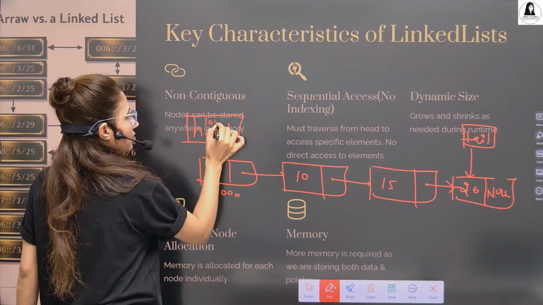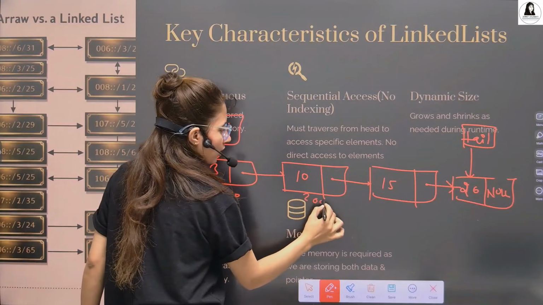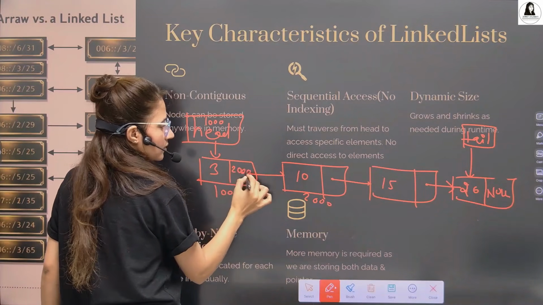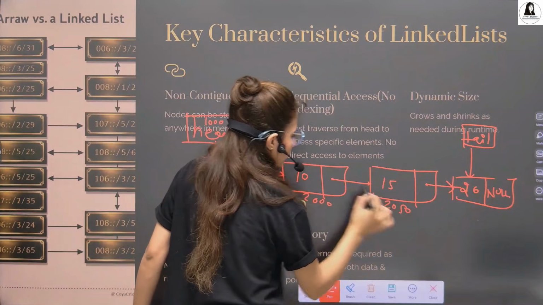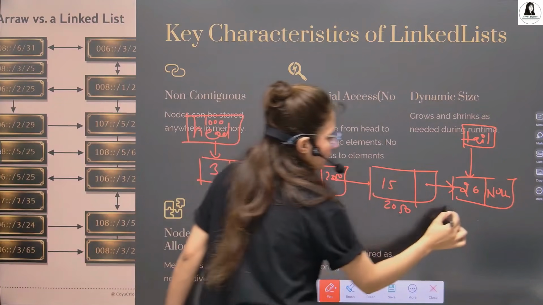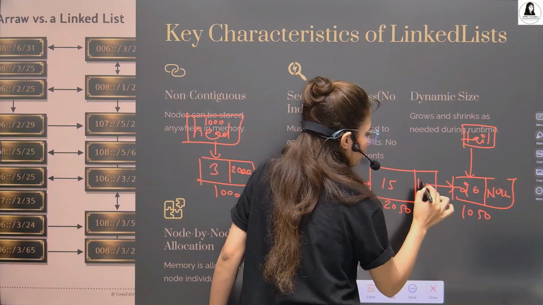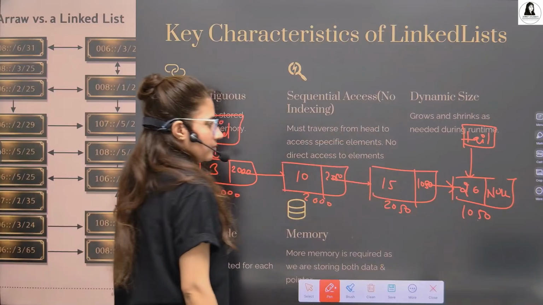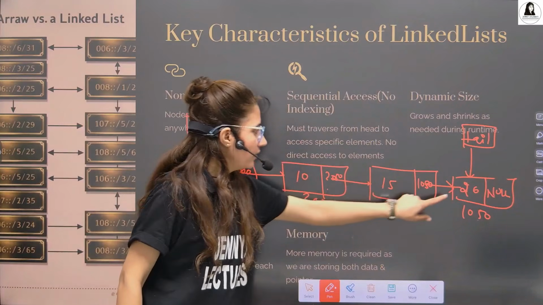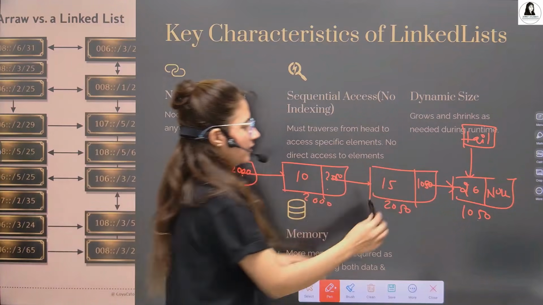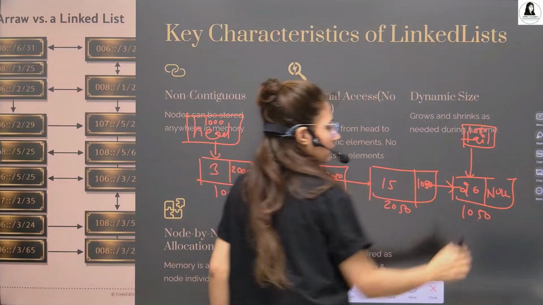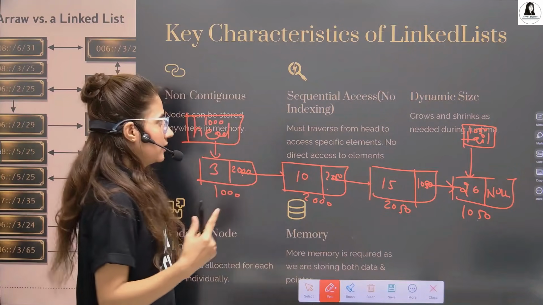So this head will have 1000. Suppose the address of this is 2000, so this will contain 2000. The address of this is suppose 2050, so here we have 2050. Here we have suppose 1050. Next is also having the address of the next node. Tail is having address 1050. Something like this we can visualize a linked list.